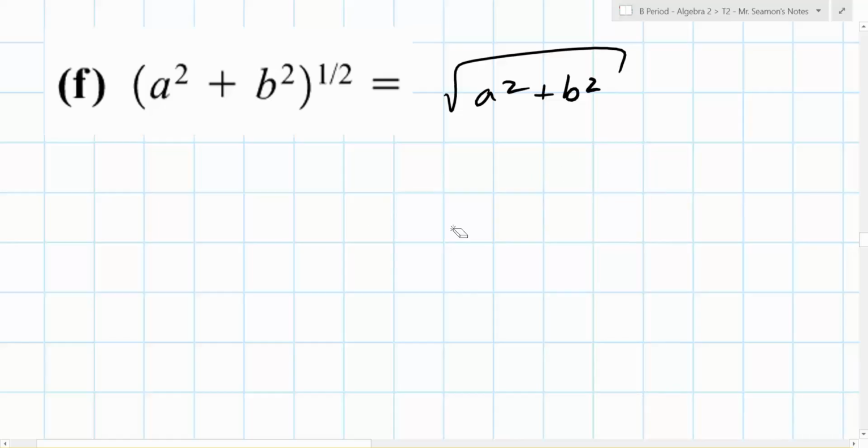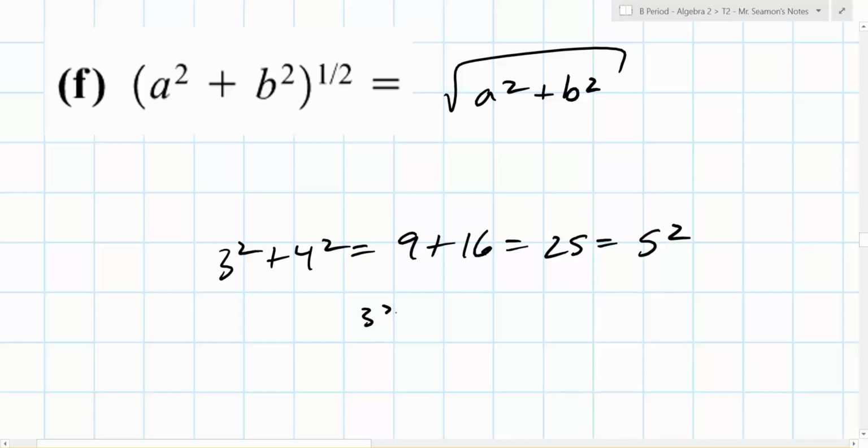Here's why, everybody. This is the sum of squares. Is it factorable? No. The difference of squares is. Here, I'll give you an example. What's 3 squared plus 4 squared? 9 plus 16, which is 25, which happens to be 5 squared. So indeed, 3 squared plus 4 squared is 5 squared. That's not always true for everything. What's this? 3 squared plus 4 squared.